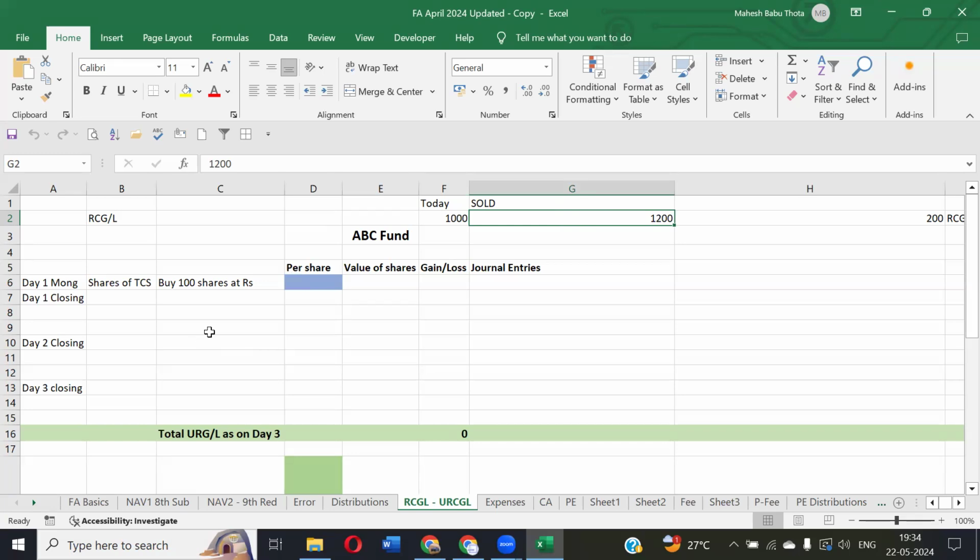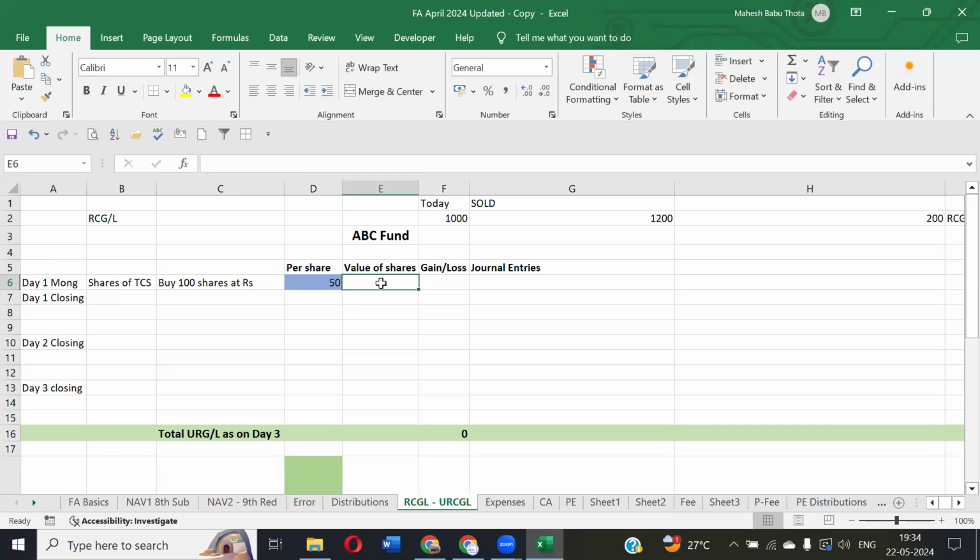Okay. Let's consider one example here. Suppose we have an ABC fund. In this example, we will see how to account this unrealized capital gain and realized capital gains. If it is a loss, how to calculate it, we will see here. Suppose day one in the morning time, we have TCS shares. Let's assume we are buying 100 shares. Let's assume per share value is 50 rupees.